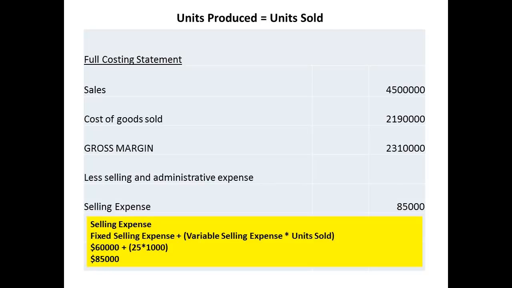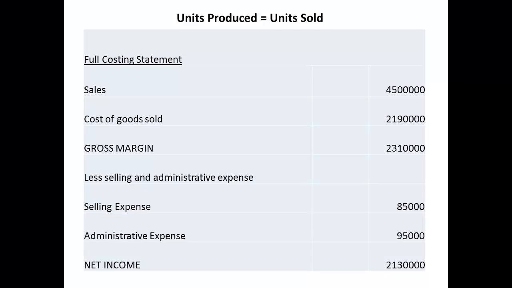We calculate gross margin by subtracting cost of goods sold from sales. The selling expense is determined by adding the fixed selling expense to the total of the variable selling expenses. Fixed selling expense is $60,000 and variable selling expense is $25 multiplied by 1,000 units to give $25,000. So the total expense is $85,000. We add the administrative expense, then we take these expenses from gross margin, and we have a net income of $2,130,000.